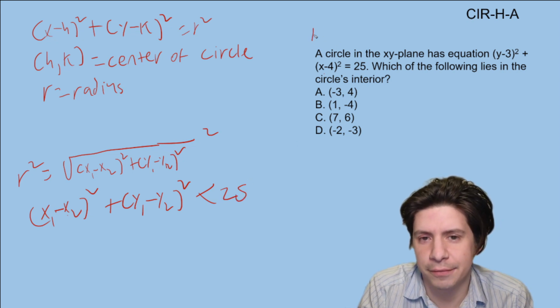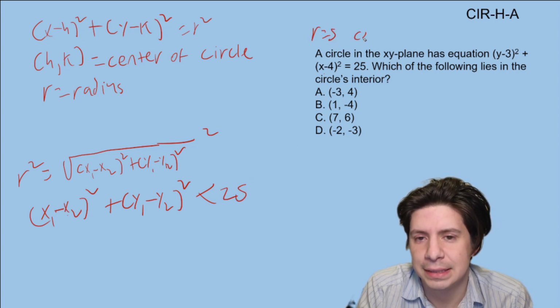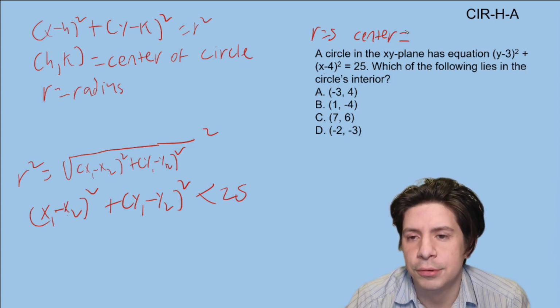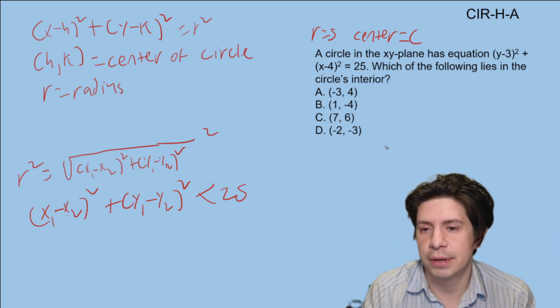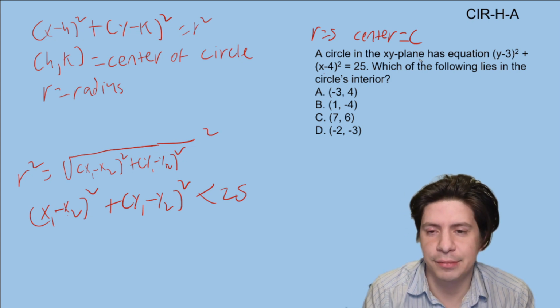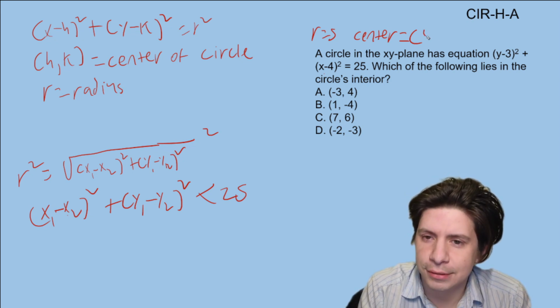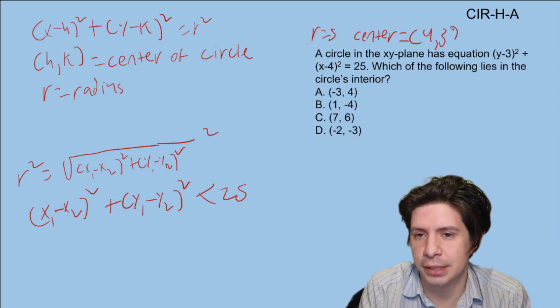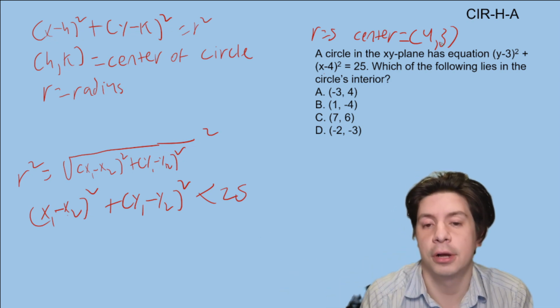So right, because we have r equals 5, center equals, and if you notice right, y goes first and x goes second, but that doesn't affect the values. They wouldn't normally do that on the test, but I just wanted to do it to really challenge you. So we have 4, 3.